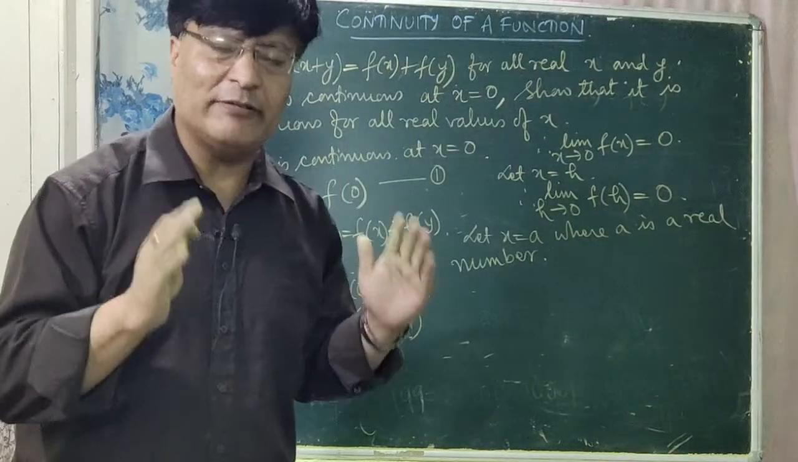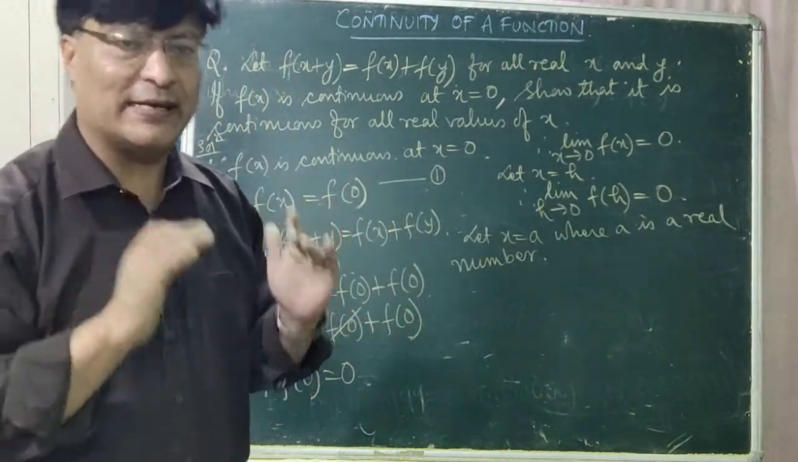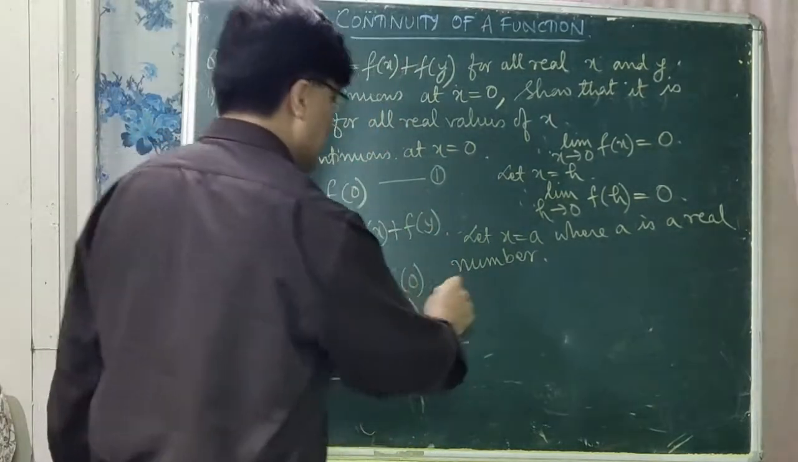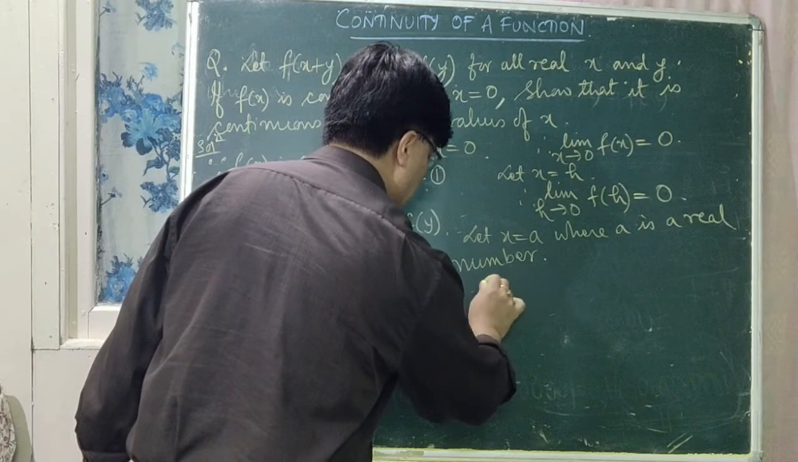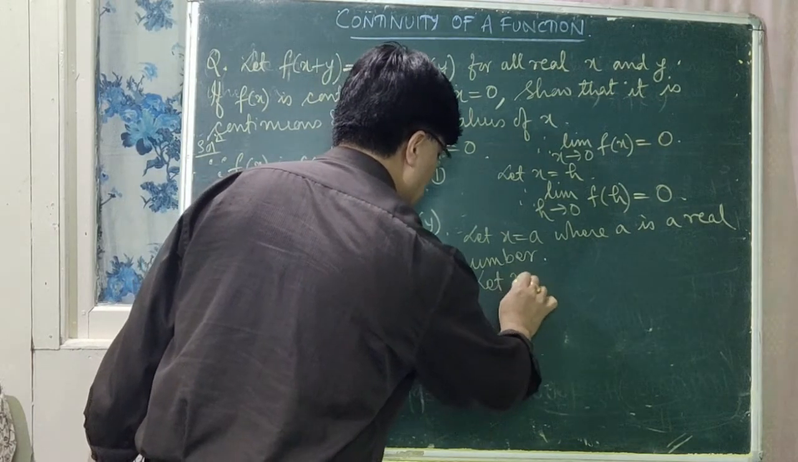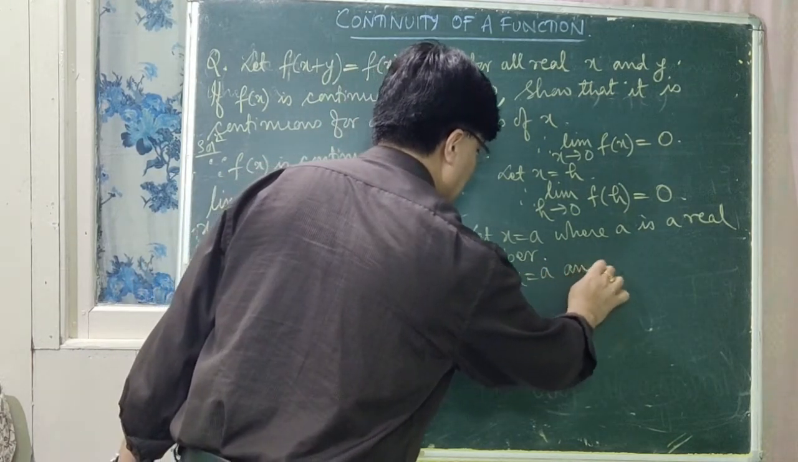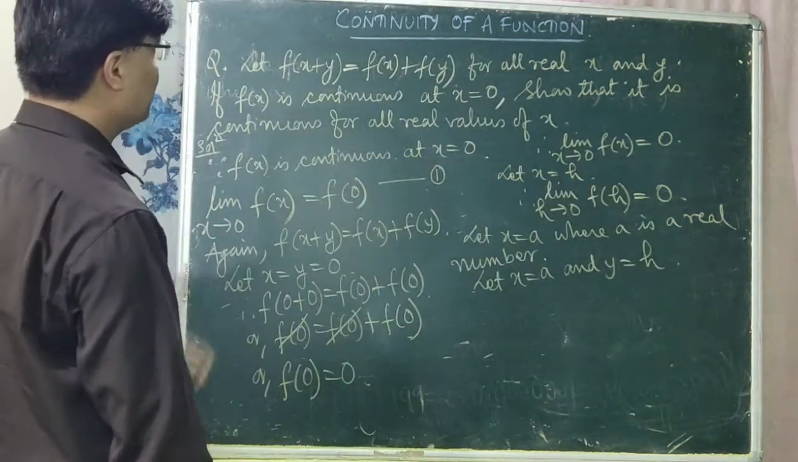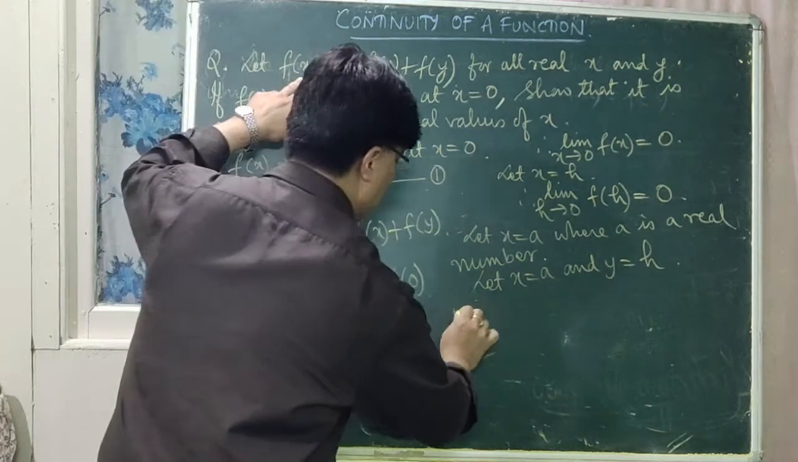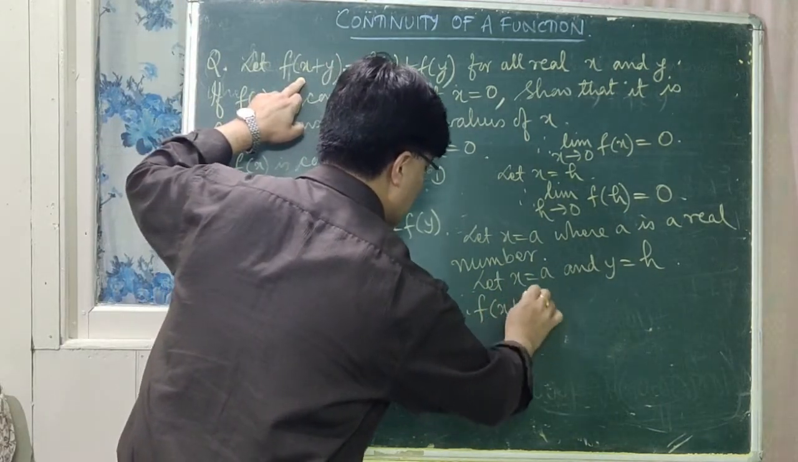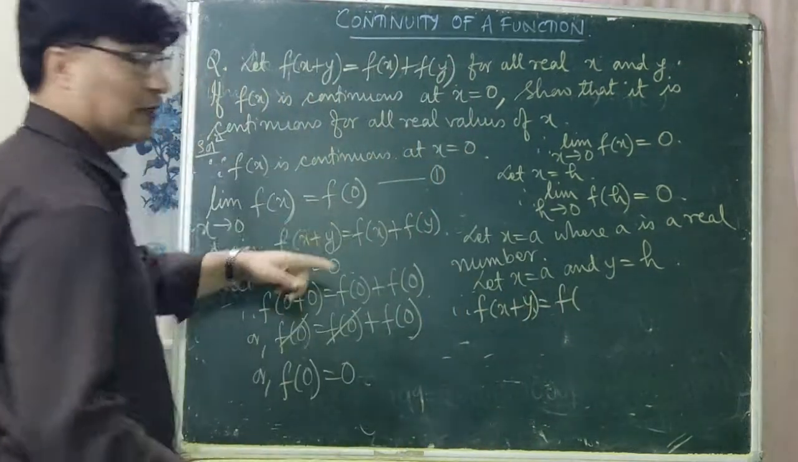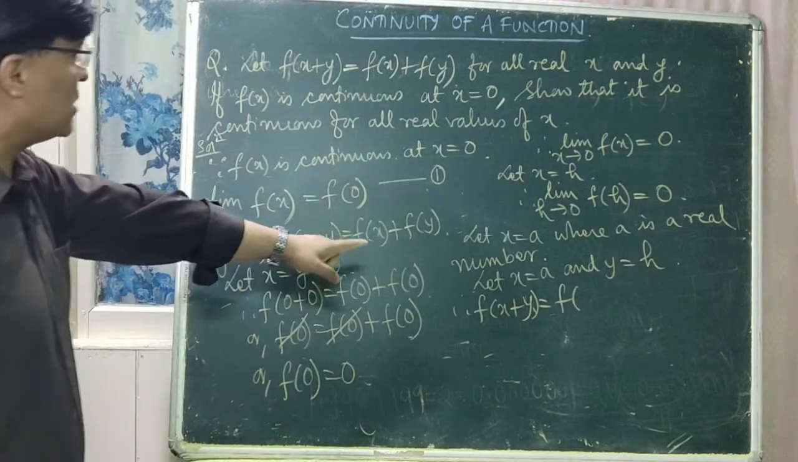Where a is any real value, including positive numbers, negative numbers and 0. Okay, so now let us put x is equal to a and y is equal to h. So what do we get out here? Therefore f of x plus h is equal to, this is y. This is given, isn't it? That is what is given out here.